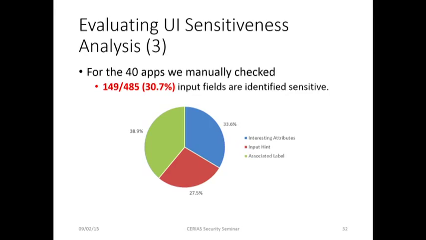One third of these identified input fields are identified by analyzing the interesting attributes, and 27.5% of them are identified by matching the input hints to the sensitive keyword dataset. And we can see that 38.9% of the input fields are identified by analyzing the corresponding text labels. This indicates the importance of associating the correct labels to the input fields.